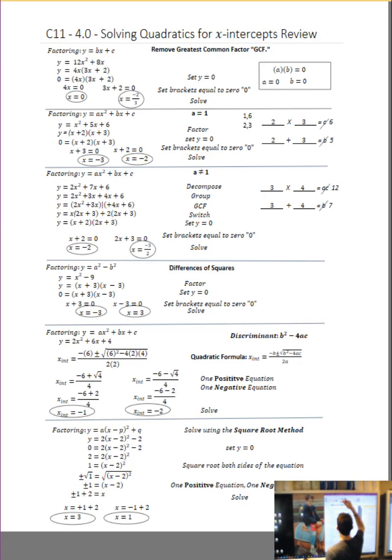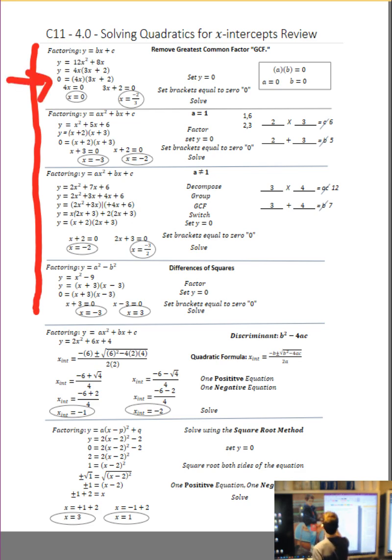Okay, solving for quadratics, x-intercepts review. I'm going to talk to these 1, 2, 3, 4 types because those we did in grade 9 and 10. We get it equal to 0, factor it, and set our factors equal to 0 separately and solve.